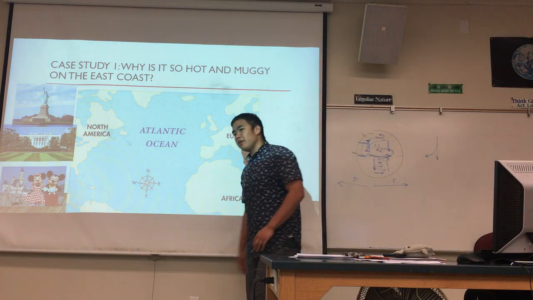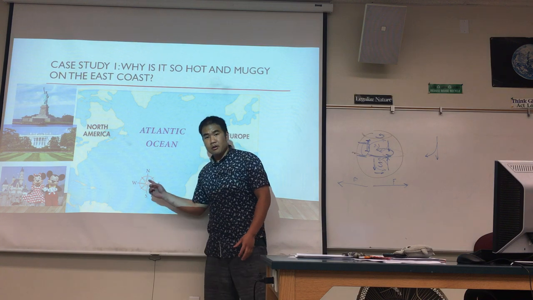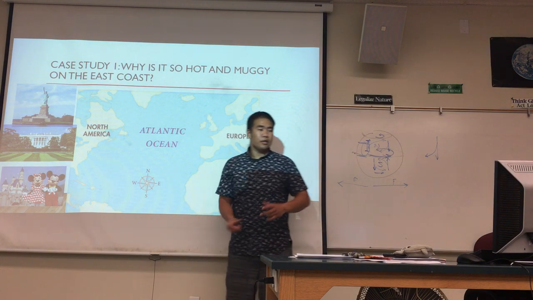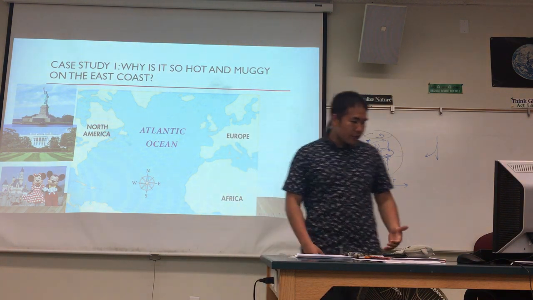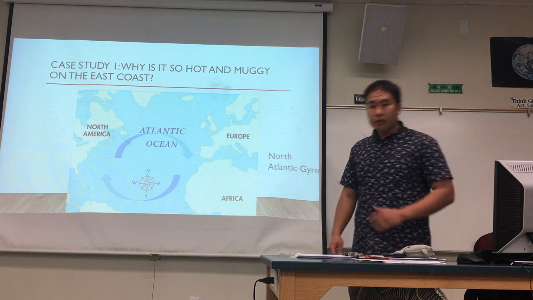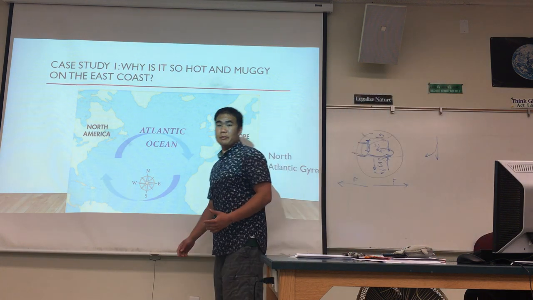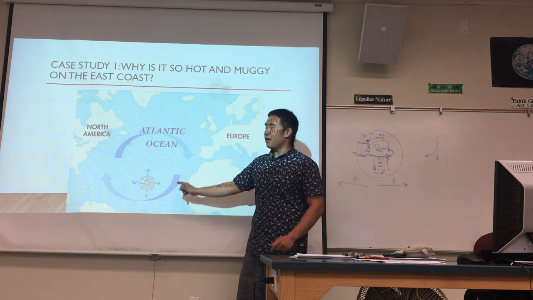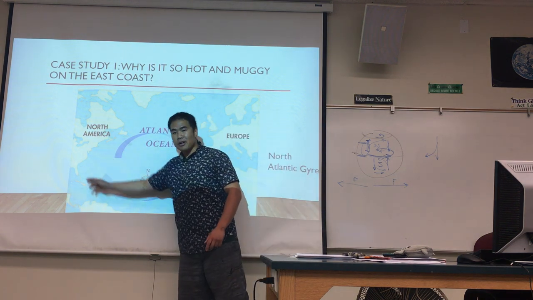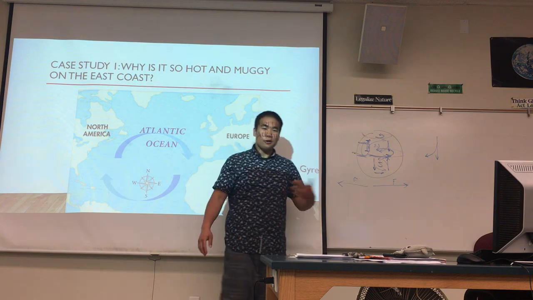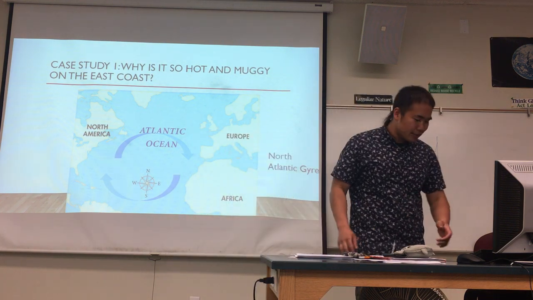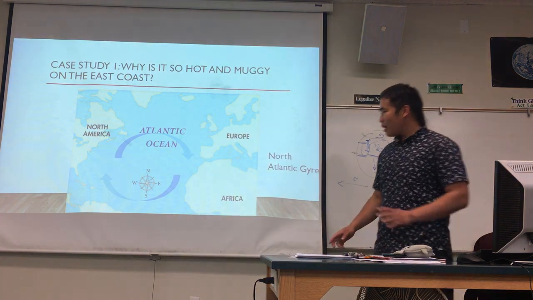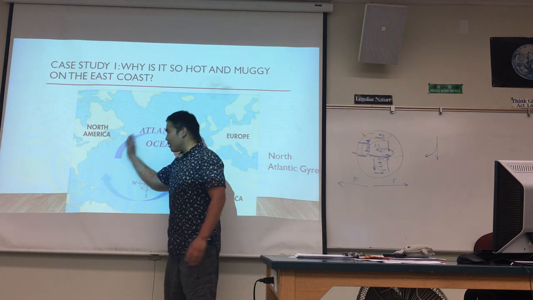Let's look at the ocean. What gyre is over here? It's the North Atlantic Gyre. The North Atlantic Gyre is over here with two currents. What are the currents? Do we know them now? The Gulf Stream and the Canary Current. Which one do you think affects this one? Well, obviously, the Gulf Stream, because that one's the one right next to it. The Gulf Stream is right up along the East Coast from here to here.